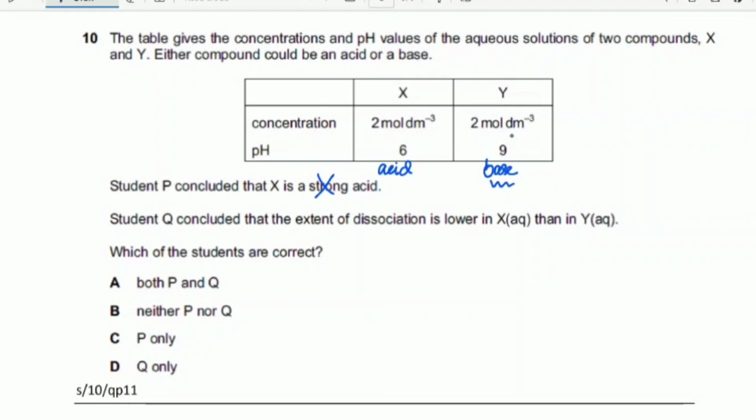Oh, because it's 2 more than 7. Yeah. 6 is a lot closer to 7. 9 is a little further off, TK. So the extent of dissociation is lower in X. That's fine, TK. So Q is right? So only Q is right.